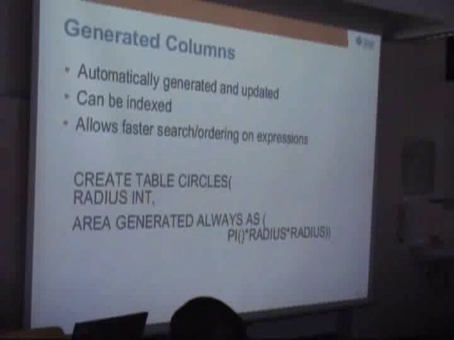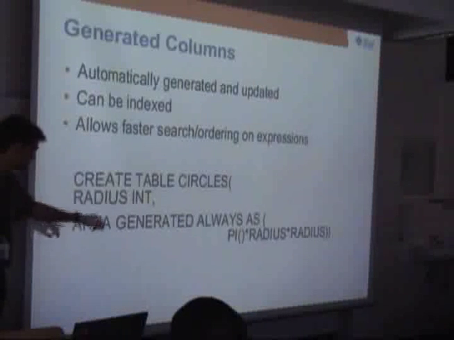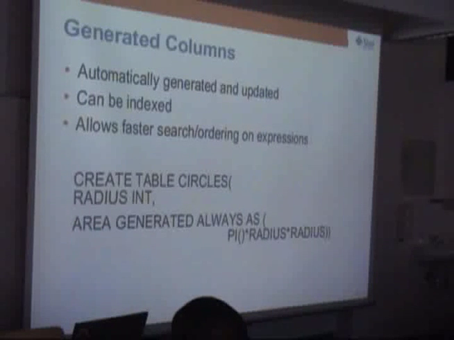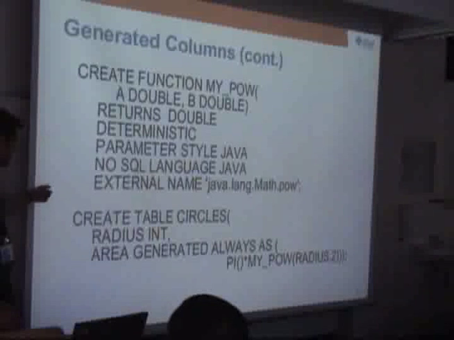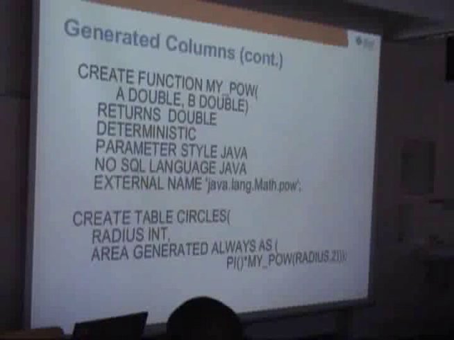So here's a really simple example of a table holding circles, radius int, and then you calculate the area. And as a second example, I show how you can add an external function to Derby. Create function myPow taking two doubles and returning a double. It has to be defined to be deterministic to be allowed in a generated column. And this function will then invoke java.lang.Math.pow. And using this in the table definition, we then calculate area as pi times myPow(radius, 2).